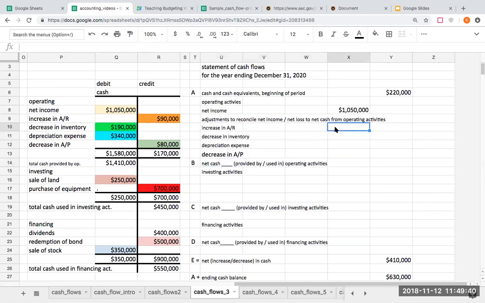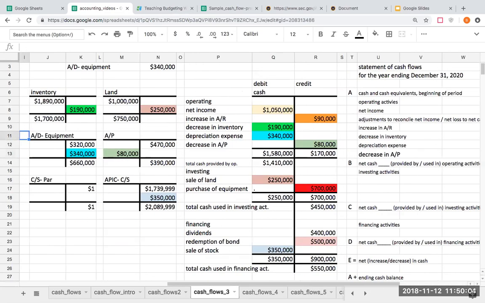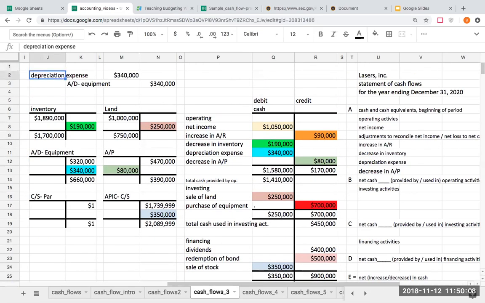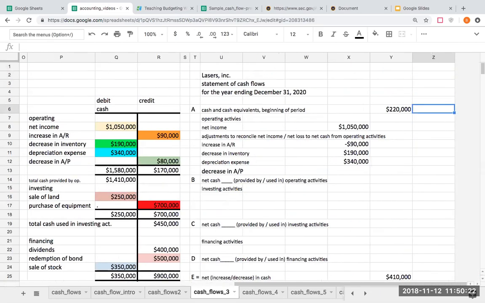Okay. And so here, my increase in accounts receivable is going to be 90,000. My decrease in inventory is going to be a positive 190 because it's a debit. My depreciation expense is going to be 340,000. And why we are adding back the depreciation expense is because when we think about it, does depreciation have any impact on cash? And the answer is no, because when we do this journal entry, we're essentially allocating the cost of a prior purchase. So when it comes to handling the depreciation expense, this is going to be an add back to our net income because it has no impact on cash. And then here, I'm going to have a decrease in accounts payable of negative 80,000.